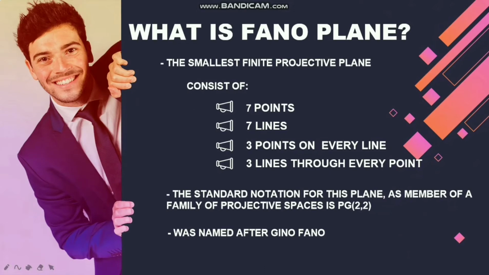The Fano plane is the smallest finite projective plane. It consists of 7 points, 7 lines, 3 points on every line, and 3 lines through every point. The standard notation for this plane, as a member of the family of projective spaces, is projective geometry (2, 2), which means the Fano plane is 2-dimensional and has an order of 2. It was named after Gino Fano.